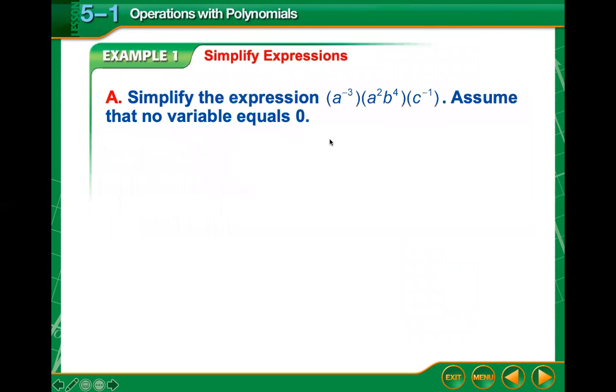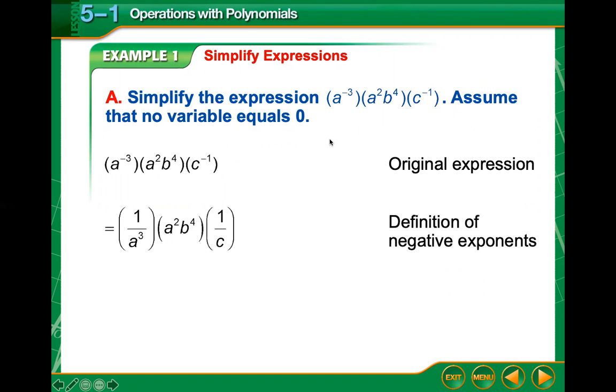So taking a look here, we have simplify the expression a to the negative 3, a squared, b to the 4th times c to the negative 1, and we're going to assume none of the variables equals 0. So we're going to take our original and use the definition of negative exponents. So we're going to move things to the denominator. For a to the negative 3, a is now 1 over a cubed, and c to the negative 1 is now 1 over c.